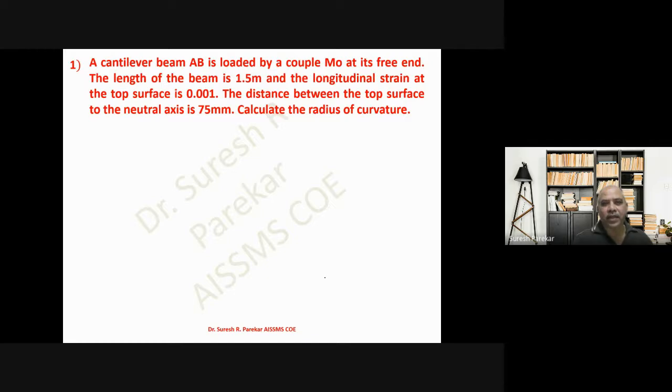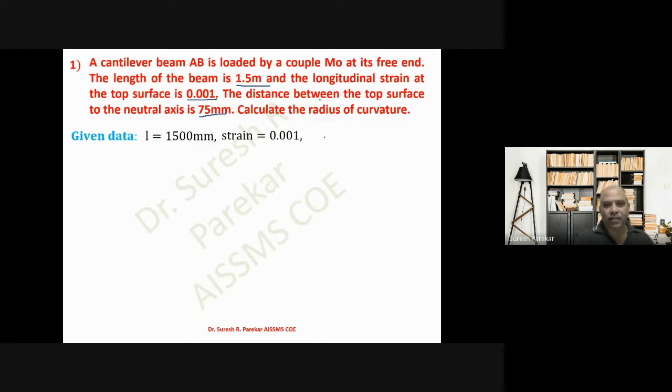A cantilever beam AB is loaded by a couple M0 at its free end. The length of the beam is 1.5 meter, so L is 1.5 meter, and the longitudinal strain at the top surface is 0.001. The distance between the top surface and the neutral axis is given as 75 millimeter. Calculate the radius of curvature.